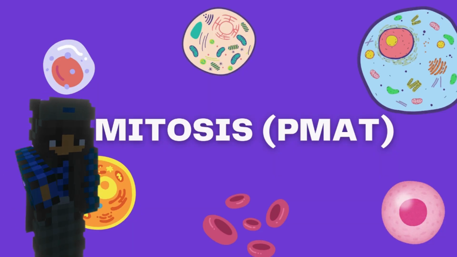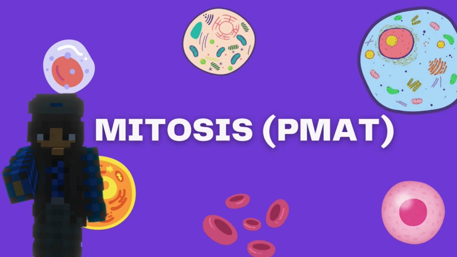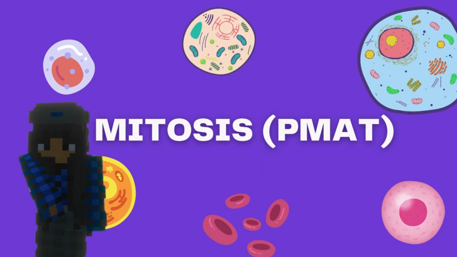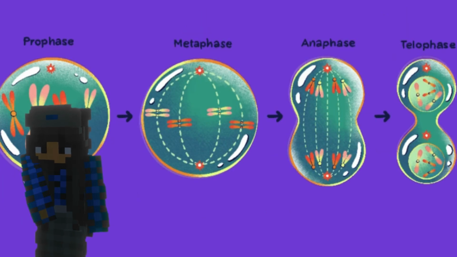Alright, so once the cell finishes interphase, it enters mitosis, the process where the cell actually divides. Mitosis has several stages. Those stages can be abbreviated to PMAT. So let's go through each one of them.